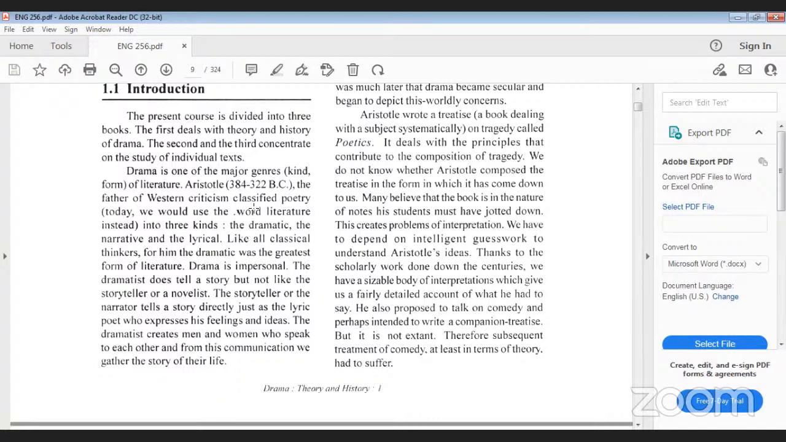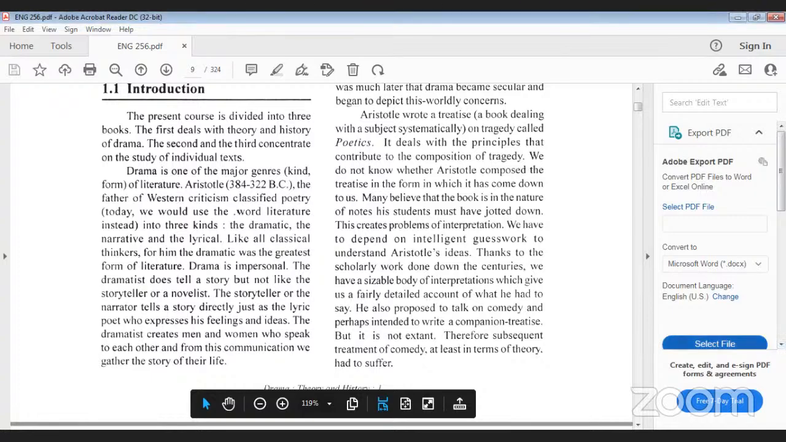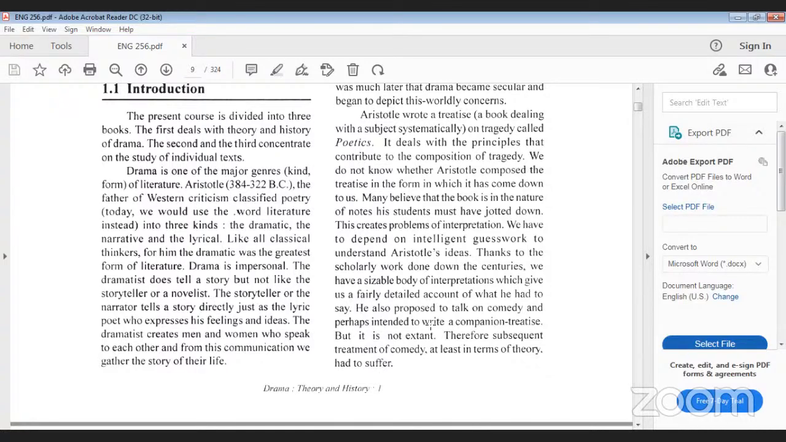Drama is impersonal. The dramatist does tell a story, but not like the storyteller or a novelist. The storyteller or the narrator tells a story directly, just as the lyric poet expresses his feelings and ideas. The dramatist creates men and women who speak to each other, and from this communication we gather the story of their life.